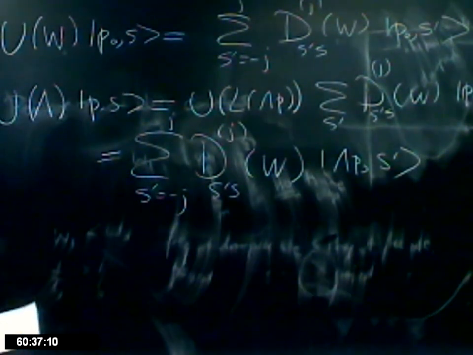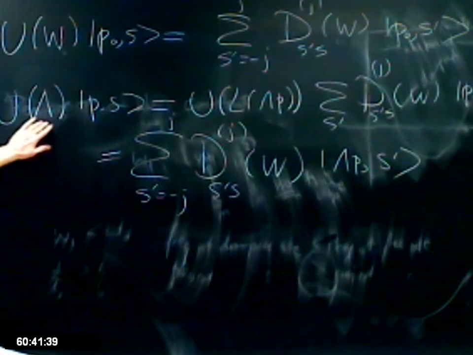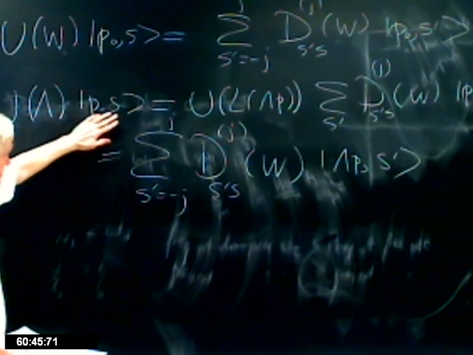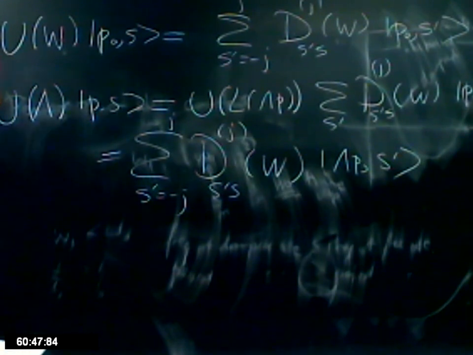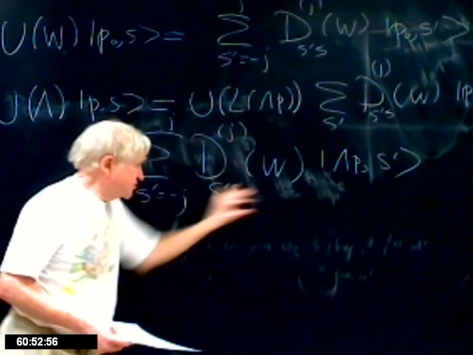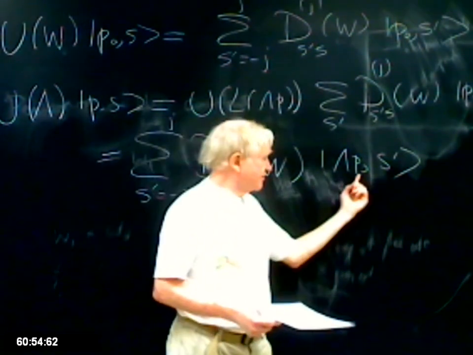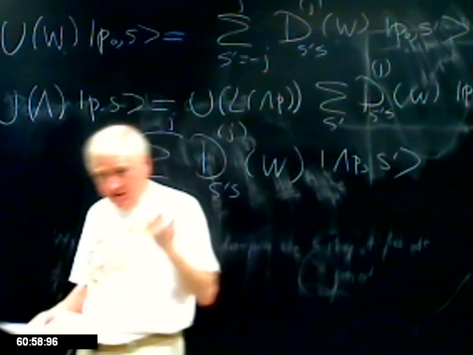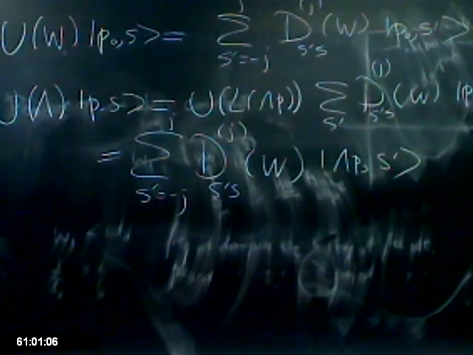So now we have our actual rule for Lorentz transformations. Under a Lorentz transformation, an arbitrary state of a particle with momentum P and spin component S goes to this rotation matrix times the transformed momentum and these various spin indices. So that's the way it works.